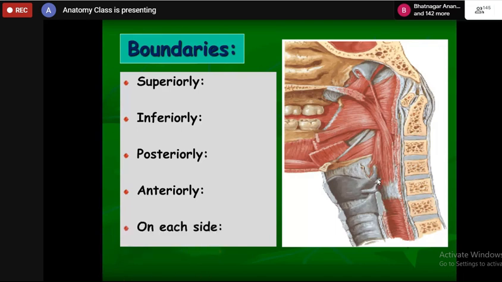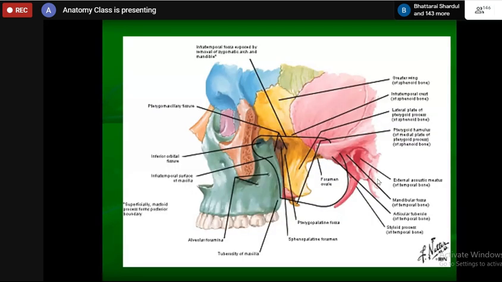Now, what will be present on each side? On each side, we have the styloid process. In this diagram, can you see this sharp part? This is known as the styloid process. This blue color is part of the sphenoid bone, and this pink color is the temporal bone. And this styloid process is a part of the temporal bone.